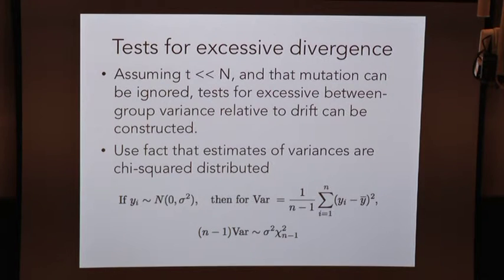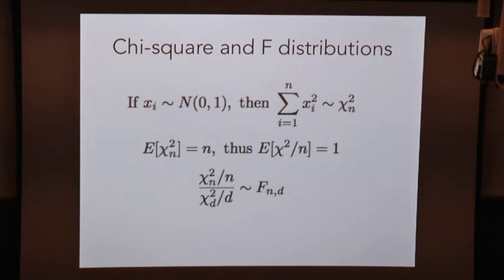So now, we're ready to start looking at some of the tests. So assuming that t is much less than n and mutation can be ignored, then I can easily construct some tests. Let's work at those. So here's the fact I'm going to use. Remember, I said if I had unit normals and I square them and sum them, I get a chi-square.